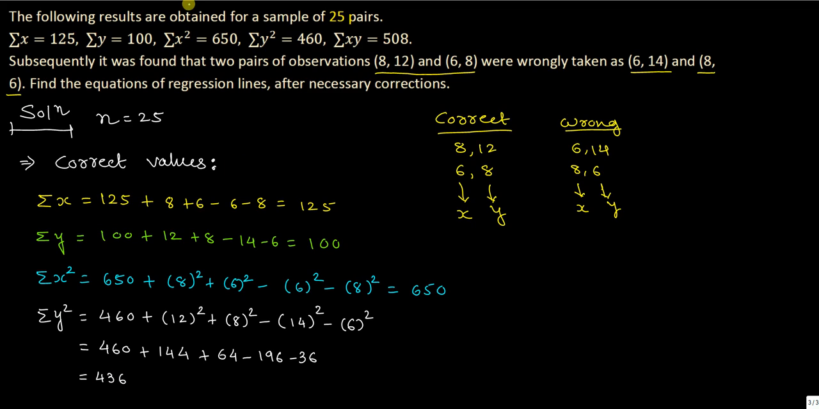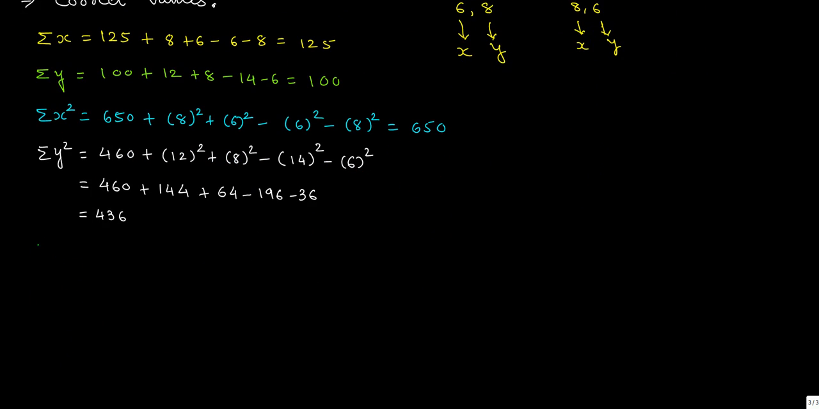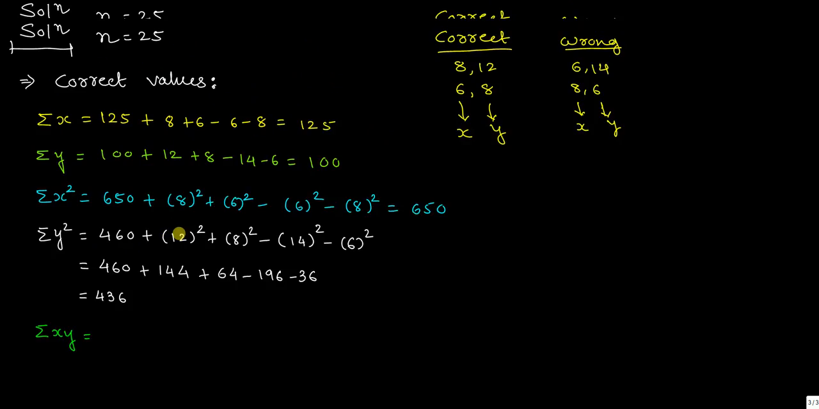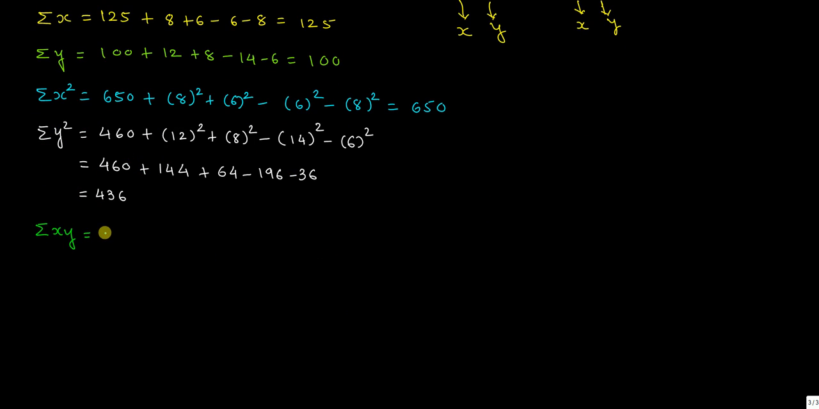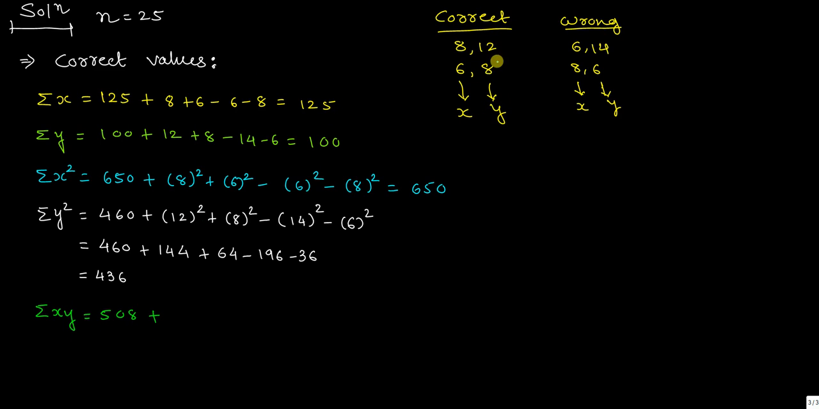Okay. Now find out sigma xy. Sigma xy is given as 508. We have to add the product of the correct values of x and y, meaning 8 into 12. We have to choose the pair, taking the whole pair, not x first and then y. 8 into 12 plus 6 into 8. Okay, now subtract the product of wrong values. Minus 6 into 14 minus 8 into 6.